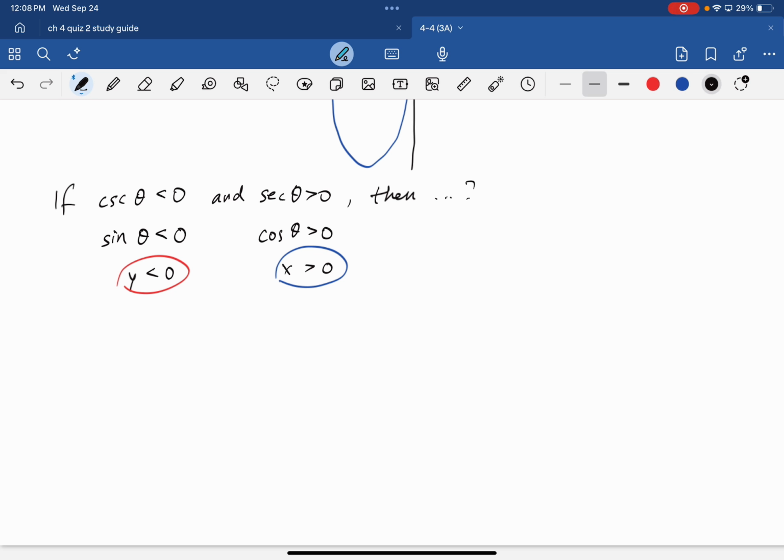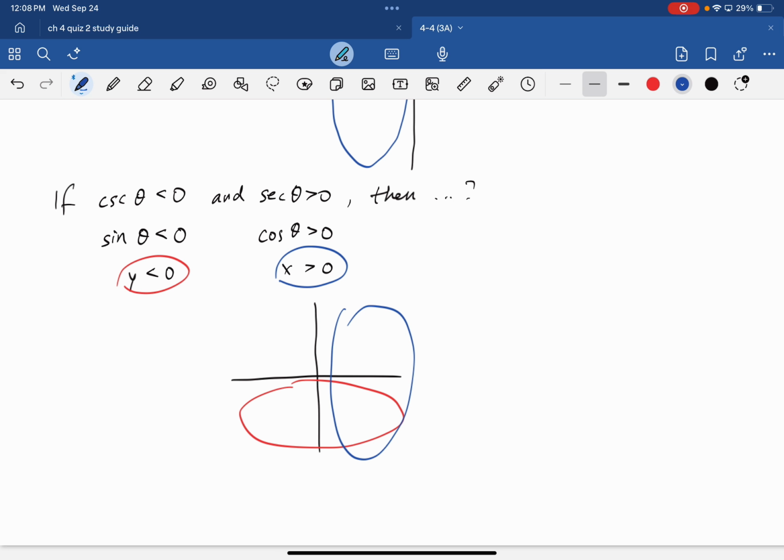Okay, and then if y is less than 0, we must be in these two quadrants. And if x is greater than 0, we must be in these two quadrants. So we're in quadrant 4. Yes, my solution is considered showing work.